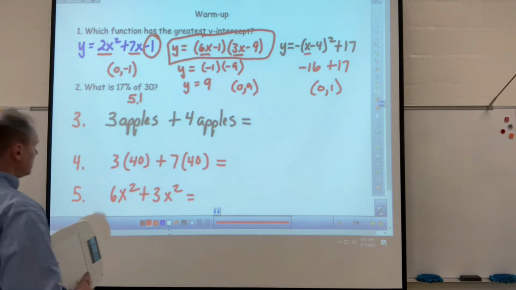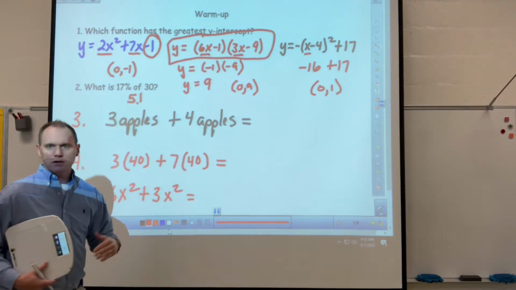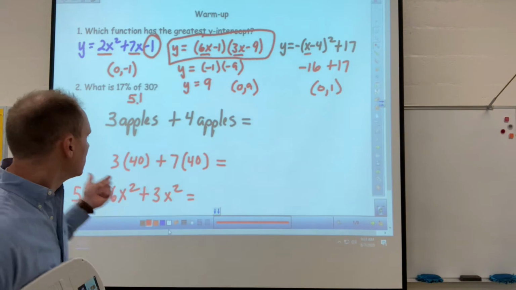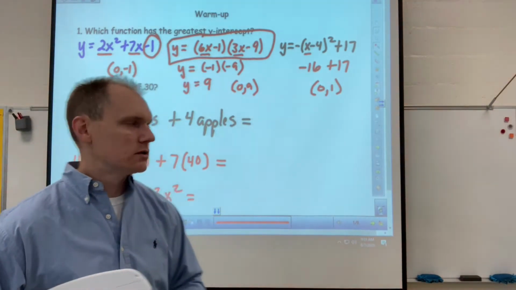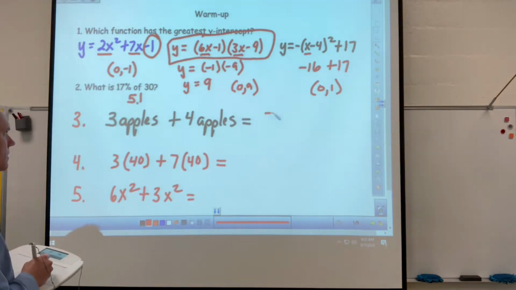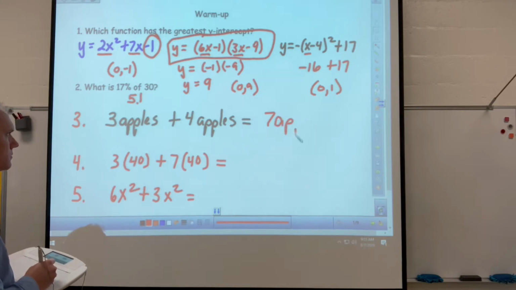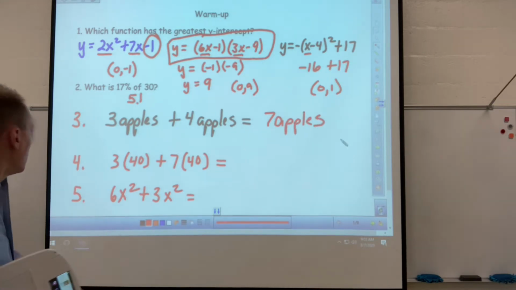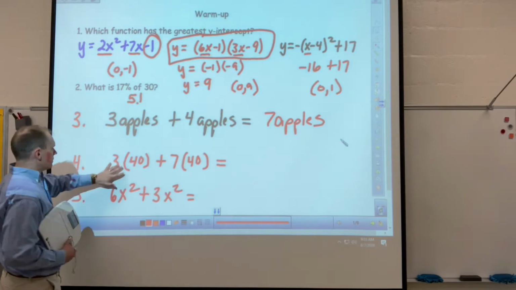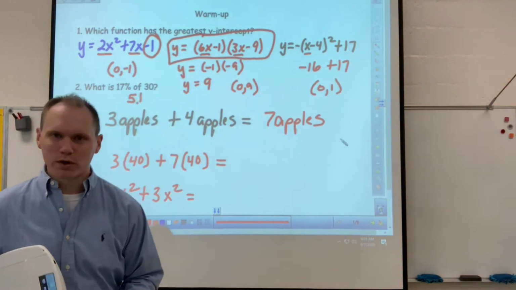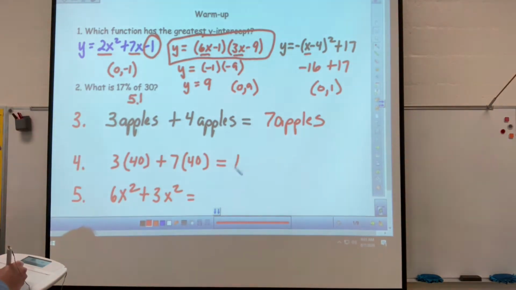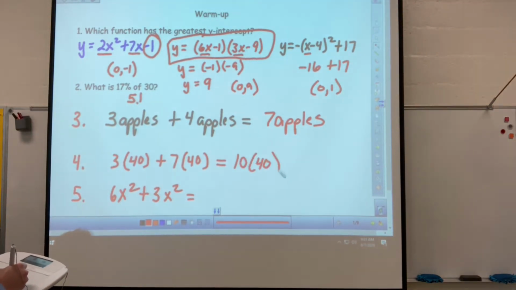All right, number 3, these last 3 lead us into our activity for today. And so in number 3, it says 3 apples plus 4 apples is going to equal, of course, 7 apples. All right, number 4. 3 40s plus 7 40s is how many 40s? Well, that would be 10 40s, which is going to be 400.